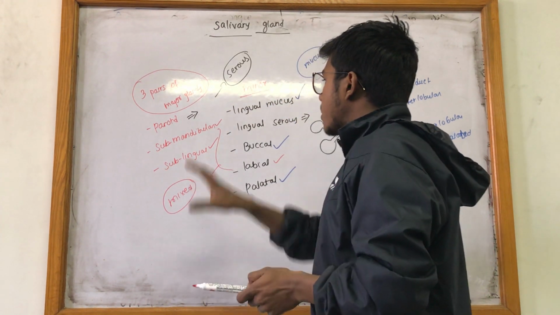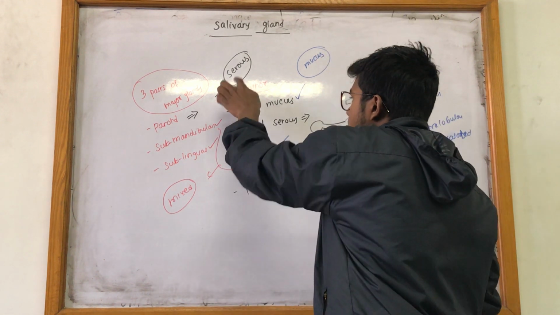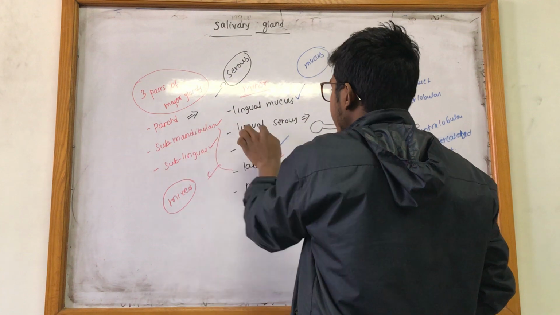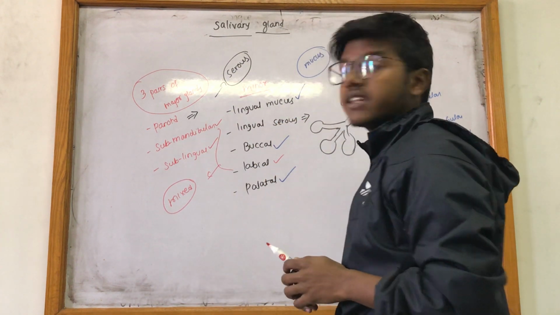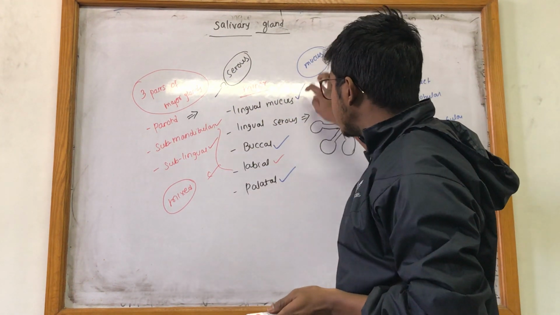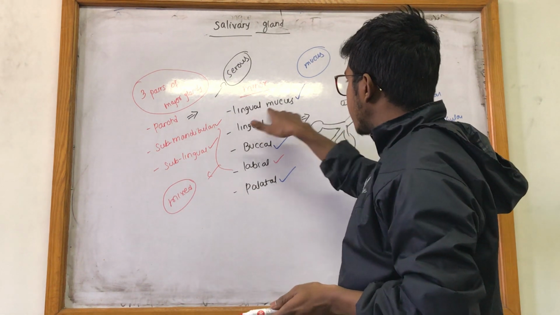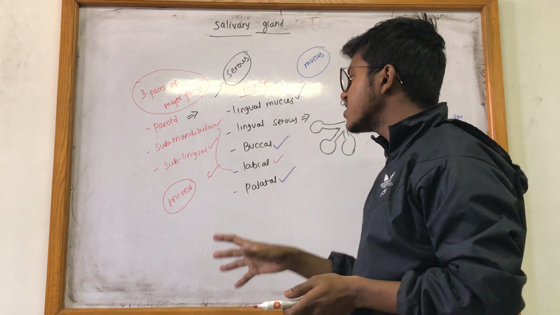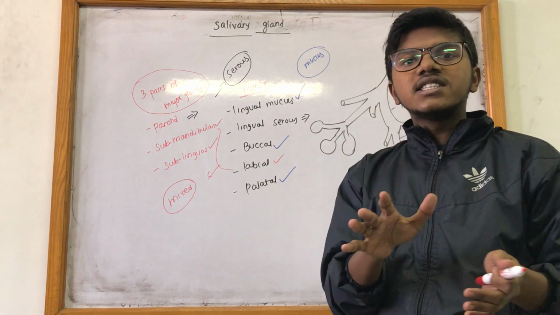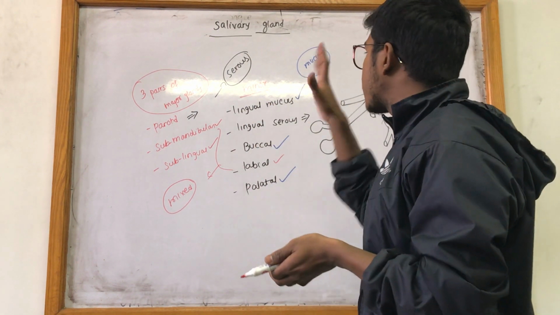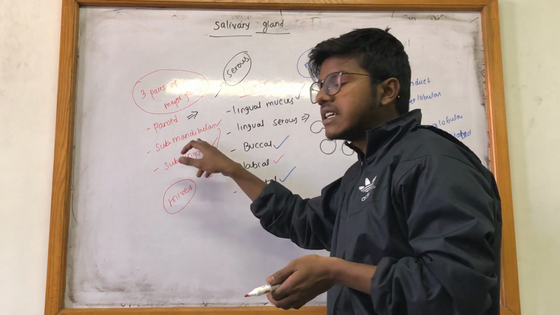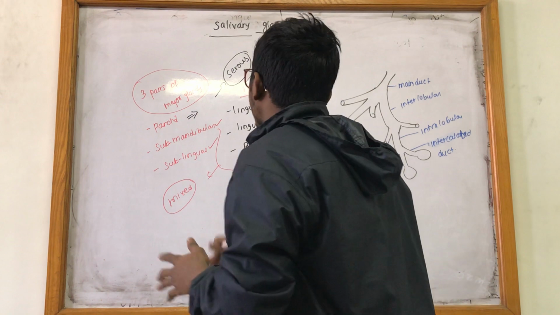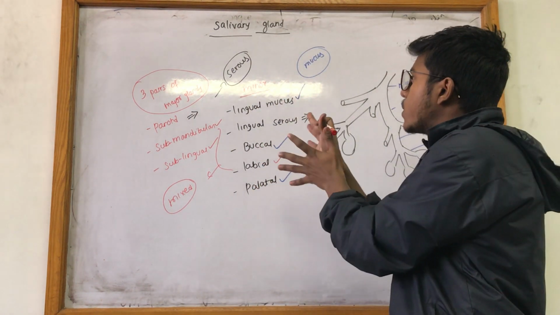Again, to review: the serous type of secretions are present in the parotid gland and the lingual serous, marked with the black arrow. The second is the mucus secretion, marked with the blue tick, that is lingual mucus, buccal and palatal salivary glands. And the third is the mixed form, with both serous and mucus secretions, that is submandibular, sublingual and labial glands. This is the brief review of the salivary glands.